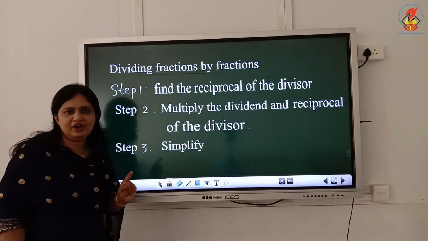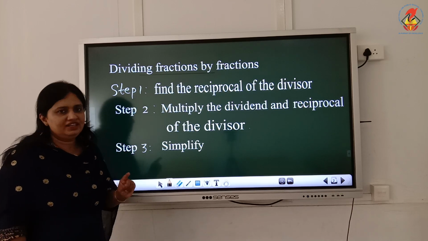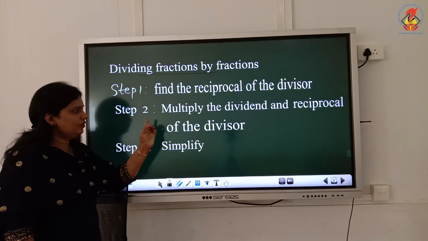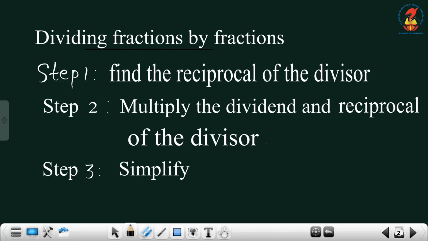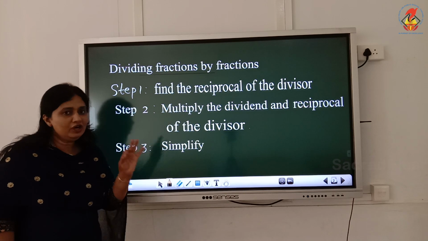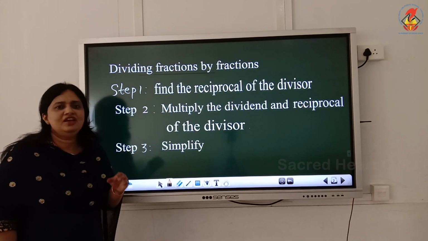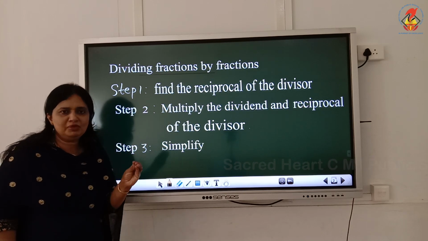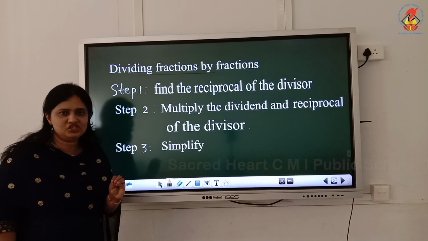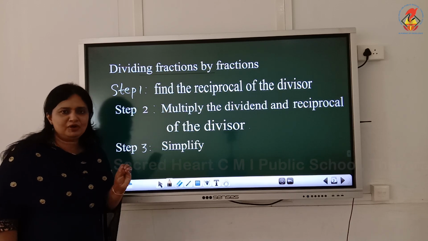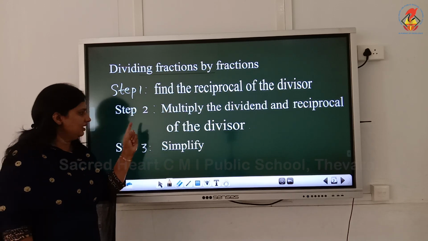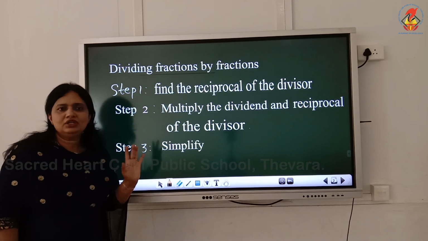First you need to find the reciprocal of the divisor. After that you need to multiply the dividend and the reciprocal of the divisor. You know how to find the reciprocal, right? We need to interchange the numerator and denominator of the fraction, then you will get the reciprocal of the fraction. And after that we need to simplify.